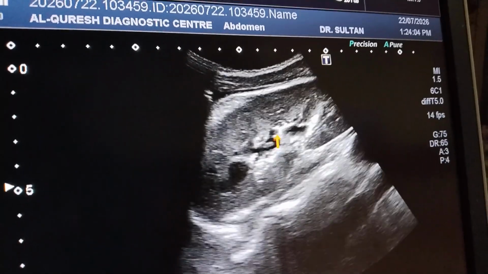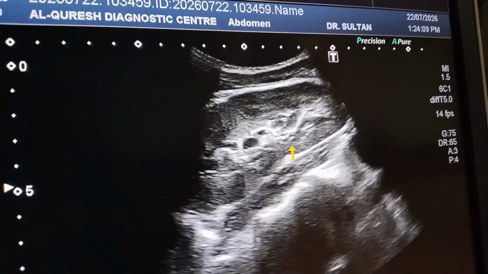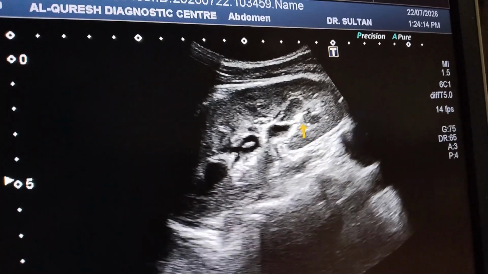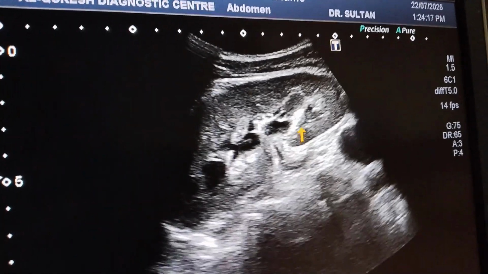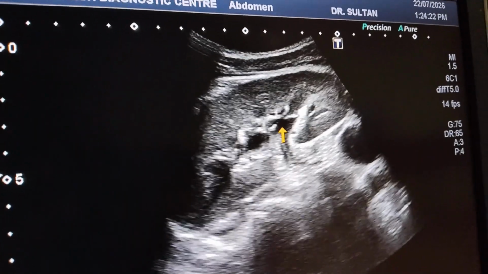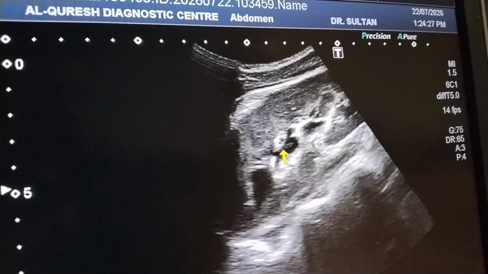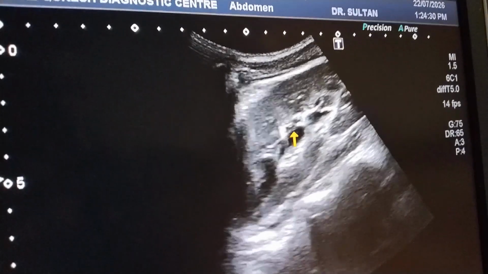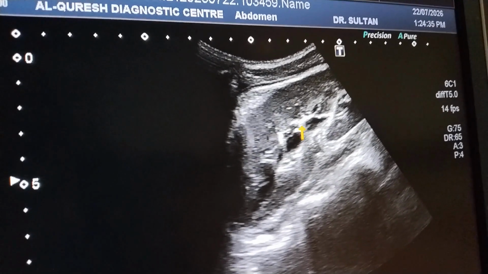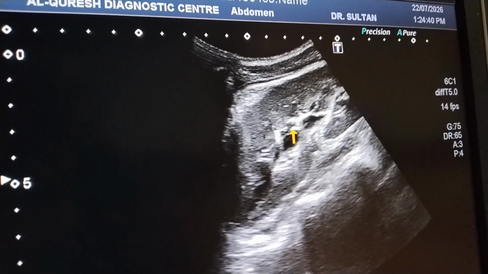So look here, this one gives posterior shadowing, and this one does not give posterior shadowing, but twinkle artifact is present within the calyceal system. And this is not a stone because it is continuing with other fat. So these are fat droplets.